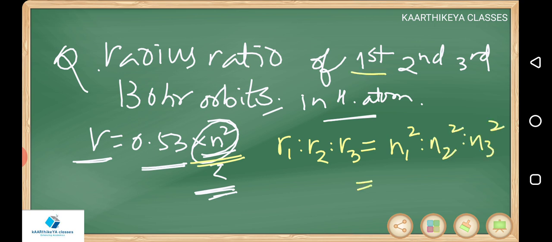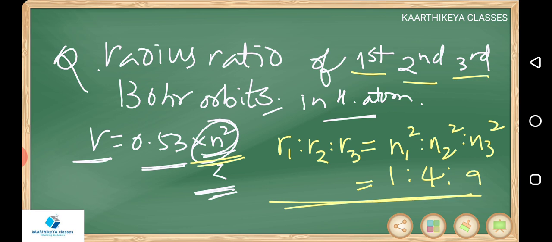First orbit, so 1 square, second orbit 2 square, third orbit, so 9. The radius ratio of first, second, third orbits will be 1:4:9 because radius is directly proportional to n square. These type of questions, in place of hydrogen atom they can ask you helium plus ion or beryllium plus 3 ion. Otherwise comparison questions like hydrogen's first orbit is equal to which orbit of beryllium, equal to which orbit of helium plus type. Anywhere you are going to use the same formula.